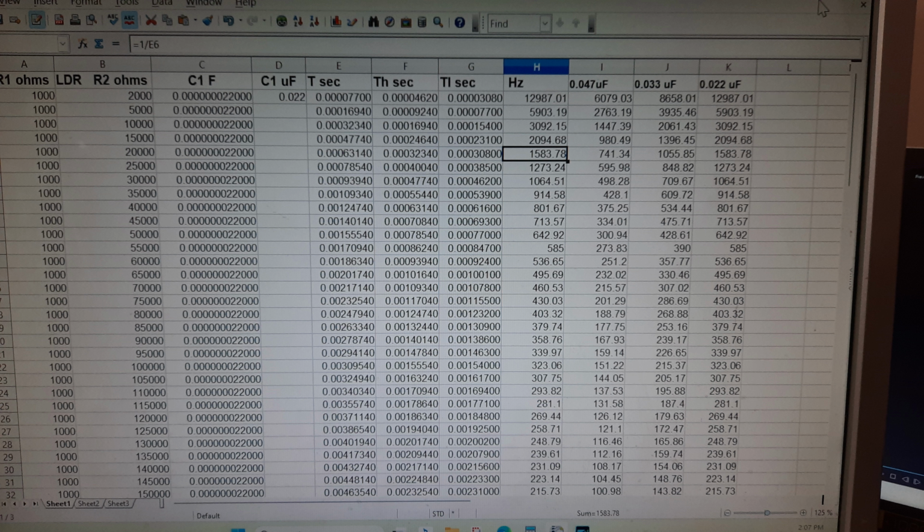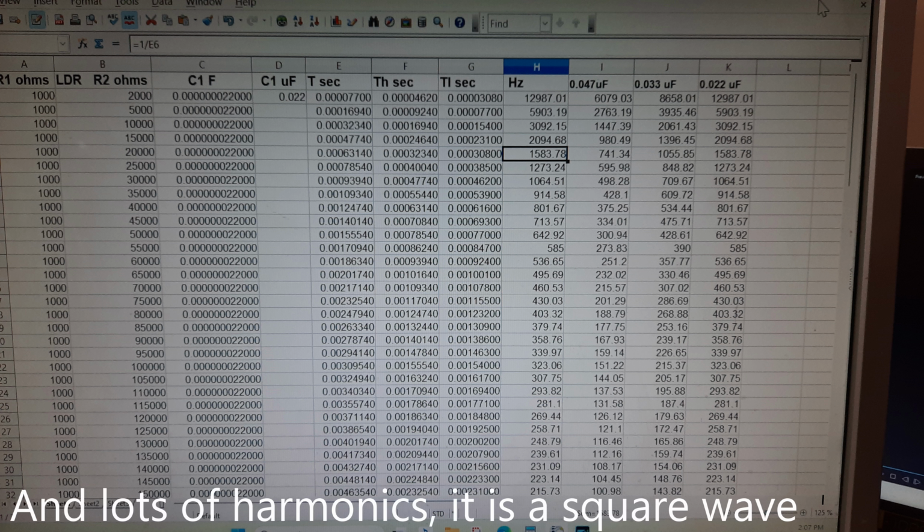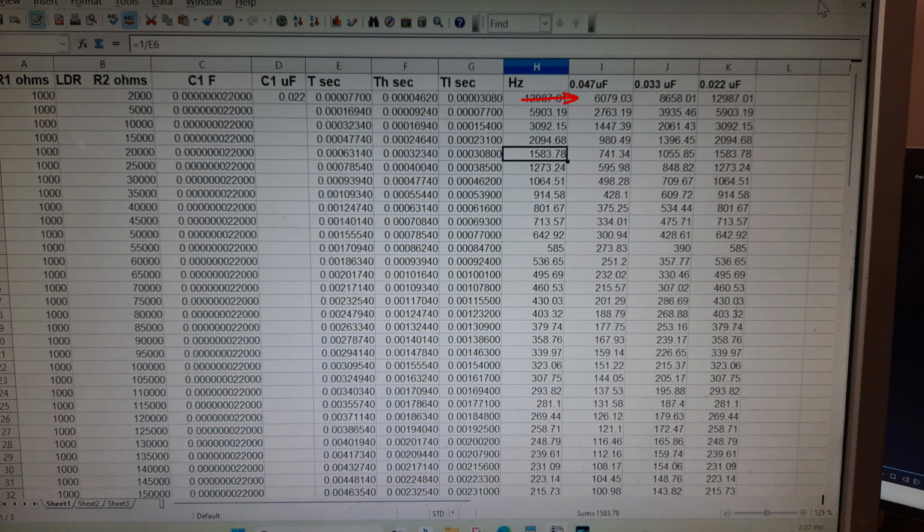So if you want one that has lots of high frequency in it, but you can still get way down there to low frequency, you can set it up at 0.022 and you've got a huge range for frequency. But if you want something with a much lower frequency, which I think sounds a bit better, then 0.047 microfarad is pretty good.